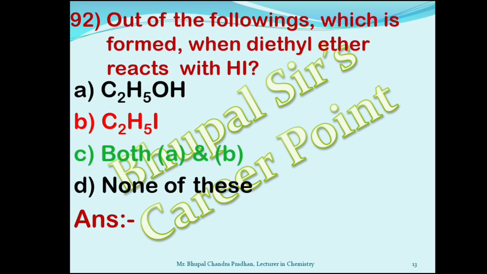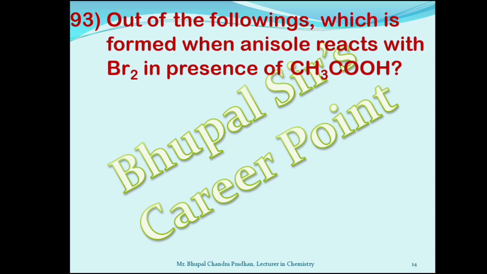So in option A, ethyl alcohol is formed. In option B, ethyl iodide is also formed. So the correct answer is option C. That is both A and B. That is both ethyl alcohol and ethyl iodide are formed when diethyl ether reacts with HI. Thanks for the students who have given option C as their answer in the live chat. Now, let's come for the next question of this session.